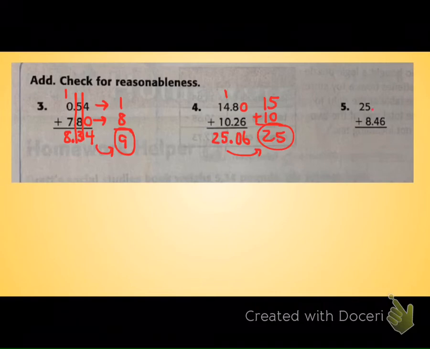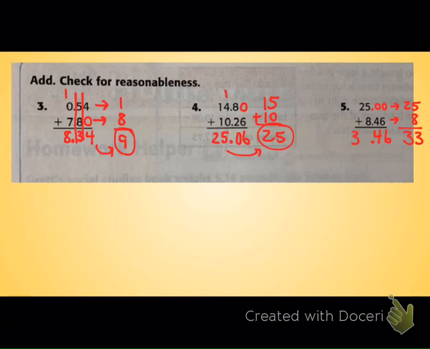And finally, this last one, go ahead and fill these in with zeros. It makes it easy to add. Got to estimate first. Obviously, 25 is 25. This is 8, so our estimate is 33. Go ahead and add these. 6, 4, and 8 and 5 is 33. Obviously, very close to our estimate. Good job.